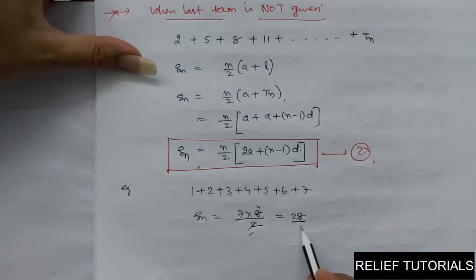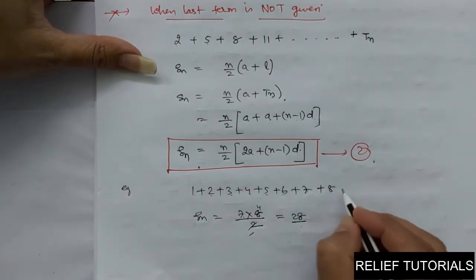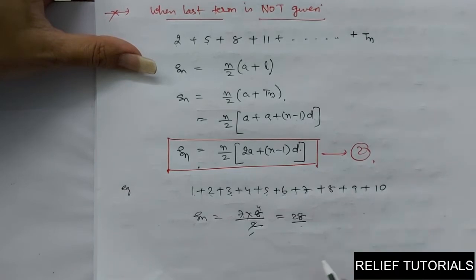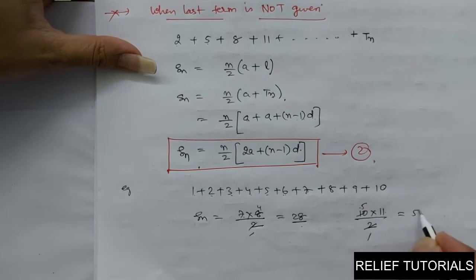Answer is 28. So last term 7 and the term after 7 is 8, divided by 2. Have you got it? In this way, if you find 7 plus 8 plus 9 plus 10, here the last term is 10. After 10, 11 by 2. Two 11s are here, five of them. 5 into 11, 55 is the total of all this.